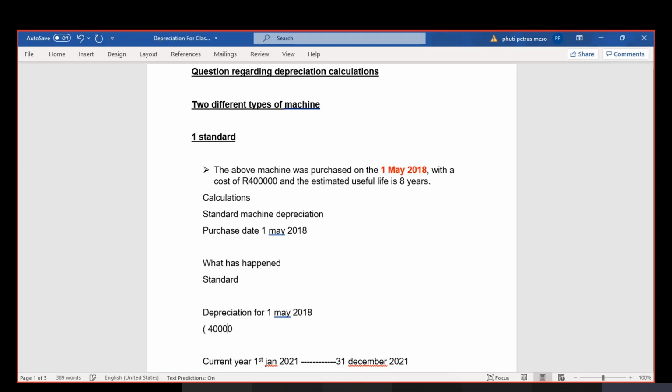2018, you'll say 400,000 rand, and then you divide this by, how much is the estimated useful life? 8 years, right? And then you multiply this by the number of months from May 2018 to year end, remember year end is December. It's May, June, July, August, September, October, November, December, meaning that you're going to have 9, and then you divide it by 12, right? Anybody with an answer quickly for me? If you've got a calculator, please help me there, just due to time.